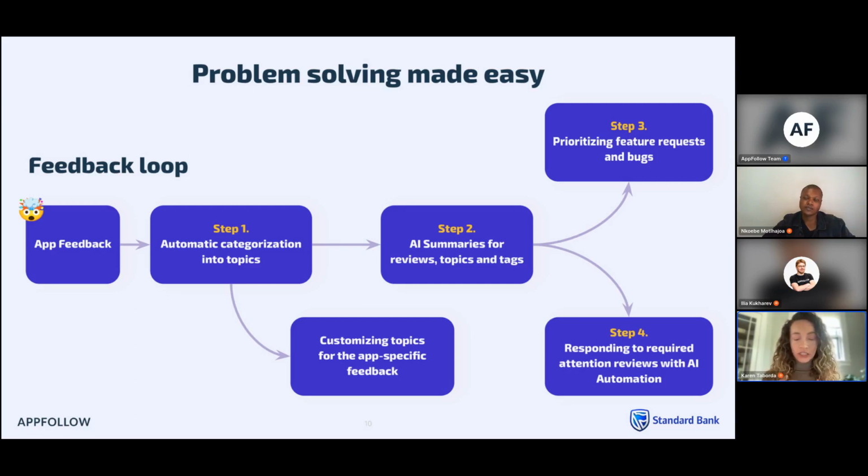But as you can see here in the slides, and to speak to this a little bit more in terms of how we solve this feedback loop here at AppFollow by leveraging AI replies, I think Ilya was going to get into the fourth step, which is responding to reviews that require your attention.